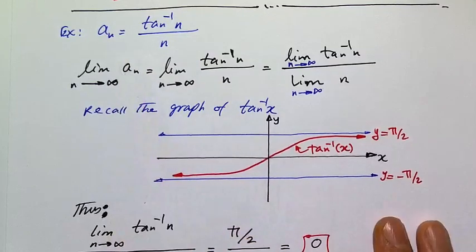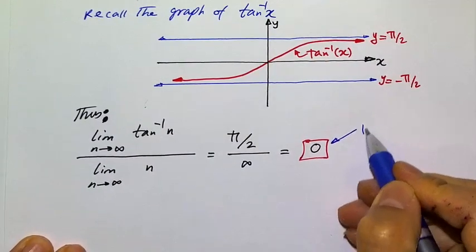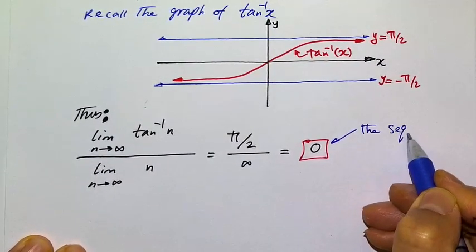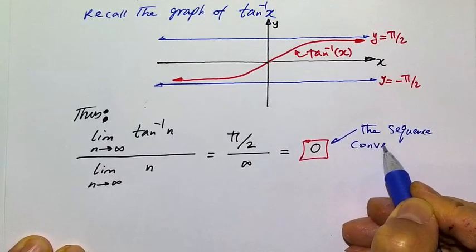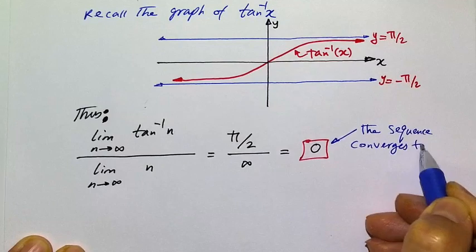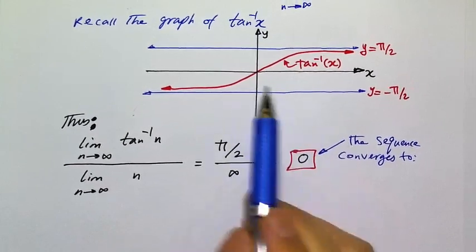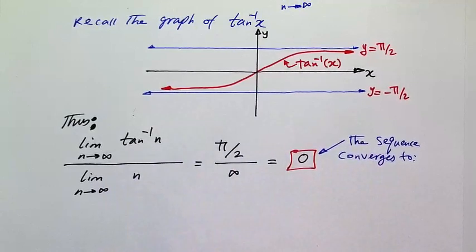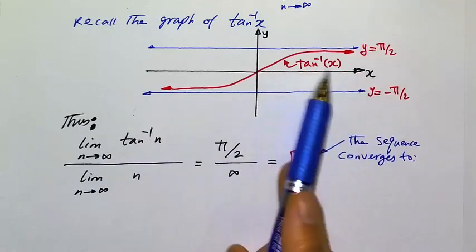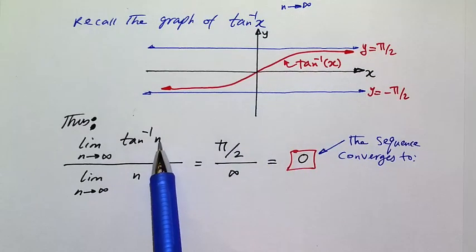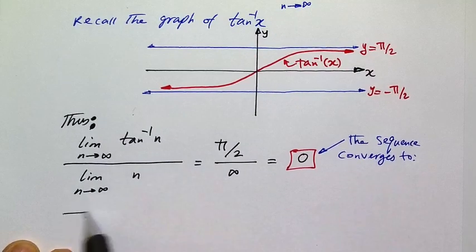Therefore, the sequence converges to that. Okay. So remembering this from trigonometry simplifies this quite a bit. It's just inverse tangent approaches pi over 2 as x or n approaches infinity. All right.